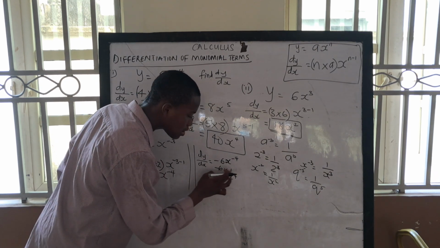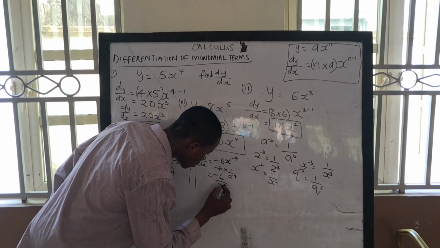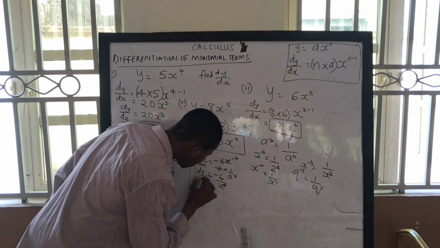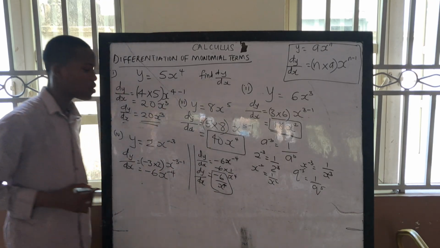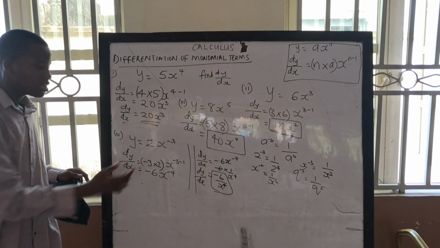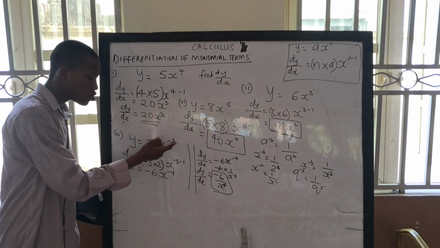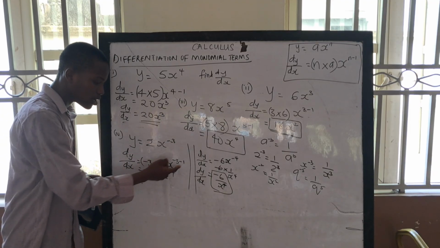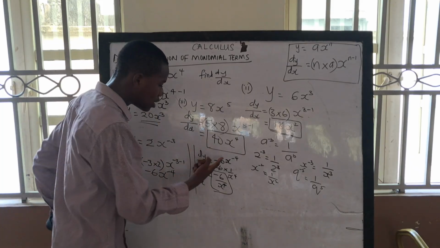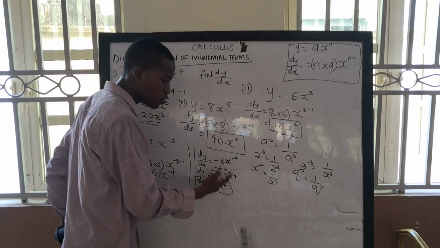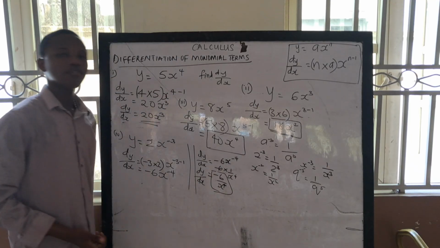And I know that minus 6 times 1 is what? Minus 6 over x raised to the power 4. So my dy dx is minus 6 over x raised to the power 4. Can you see? Very easy. I just use my power to multiply my coefficient, then I subtract 1 from that same power. So minus 3 times 2 is minus 6, and minus 3 minus 1 is minus 4. So I'm having minus 6 x raised to the power minus 4. Then using my indices, I know that x raised to the power minus 4 is the same as 1 over x raised to the power 4. So I'm having minus 6 over x raised to the power 4.